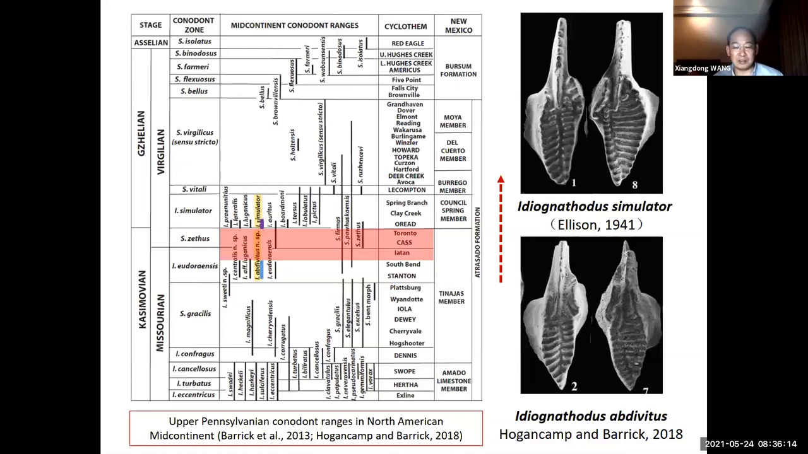And this is the North American situation about the simulator. Our conodont specialists have already proposed that Idiognathodus eudoraensis is a direct ancestor of Idiognathodus simulator, but in North America, in the Midcontinent, Idiognathodus eudoraensis appears at a little lower level, and then Idiognathodus simulator appears higher up, and these two species have different Sc elements. So this is possibly not a direct lineage from eudoraensis to the simulator. Next slide, please.